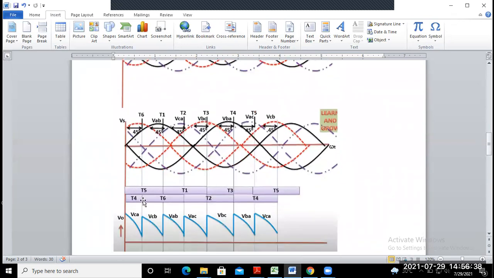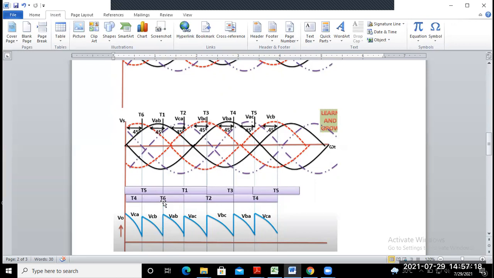So up to this point. From this point, the negative half cycle changes, so the incoming thyristor starts to conduct. T5 is already conducting up to this point and is still conducting, but the negative half cycle thyristor changes from T4 to T6. So the positive terminal is Vc and the negative changes from Va to Vb. So this voltage is represented by Vcb.